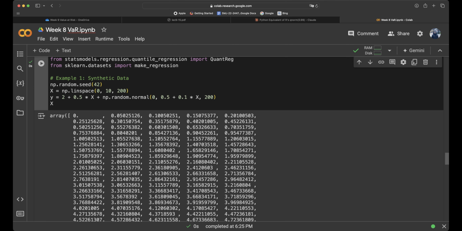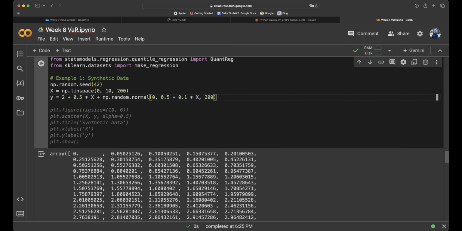And then y is a constant 2 plus 0.5x, and we add some random number, such that the mean is 0. And then y is a normal sample of 200, and the variance increases with x. So when x increases, we have higher and higher volatility, higher variance. Okay. So this one.